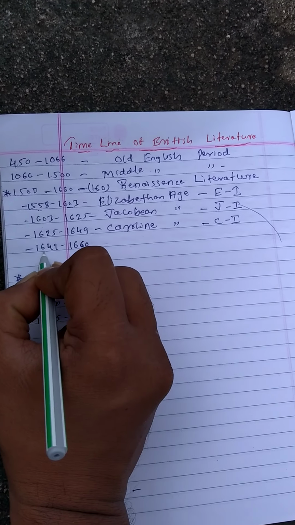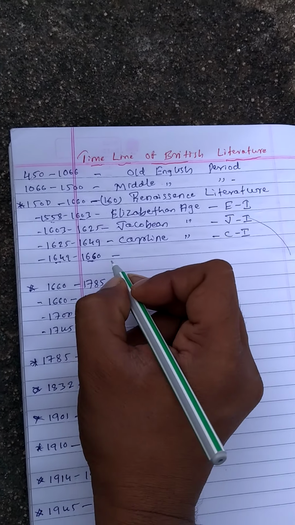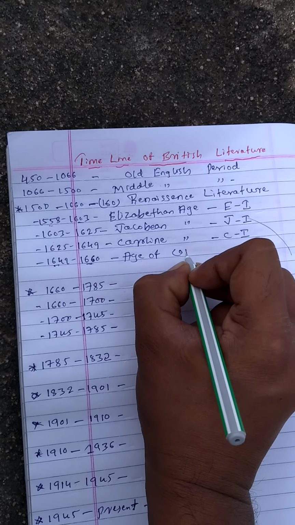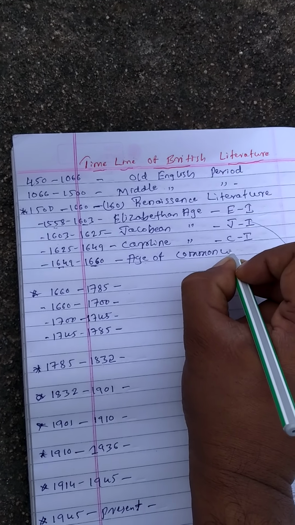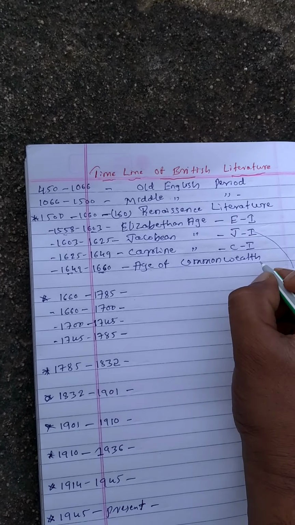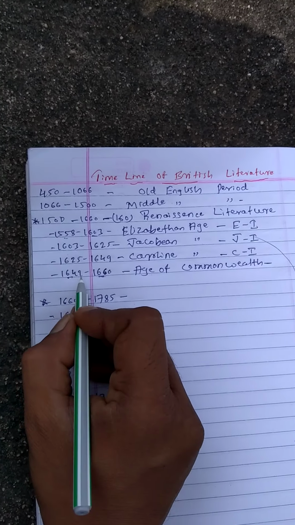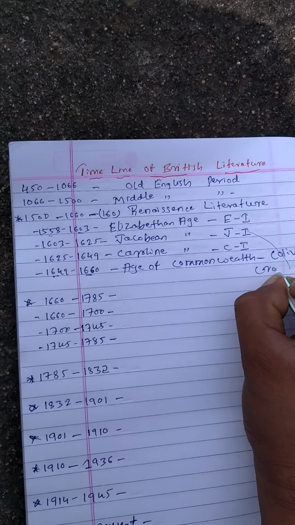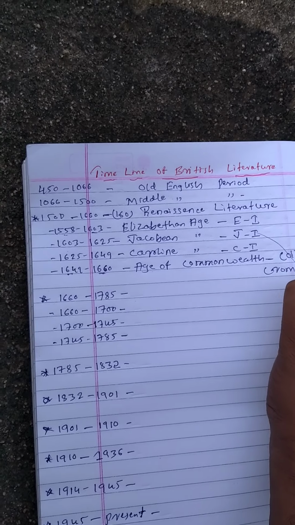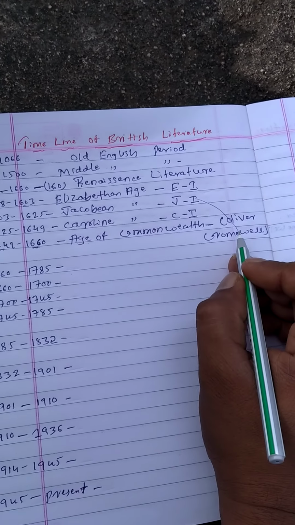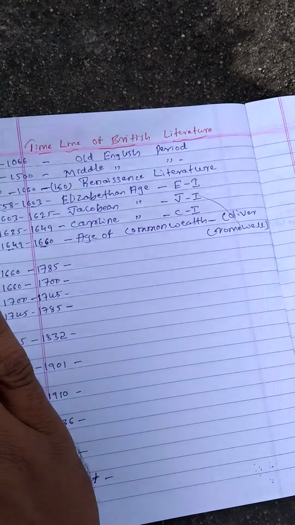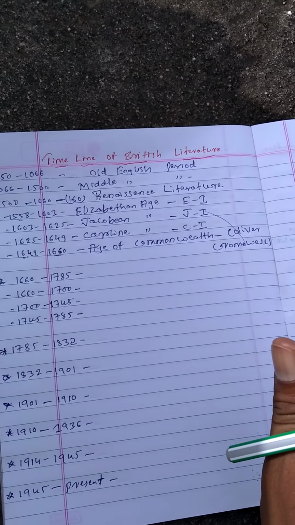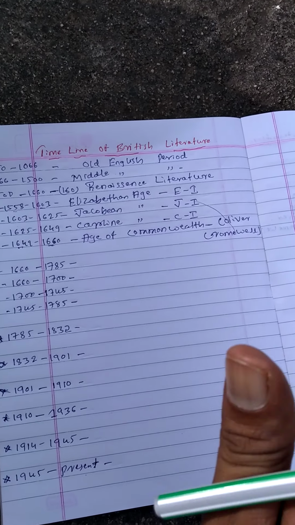And another one, 1649 to 1660, is called the Age of Commonwealth. Why do we call this the Age of Commonwealth? The person who comes here is none other than Oliver Cromwell. Oliver Cromwell is not a king. He is just a caretaker of England in the absence of a king.